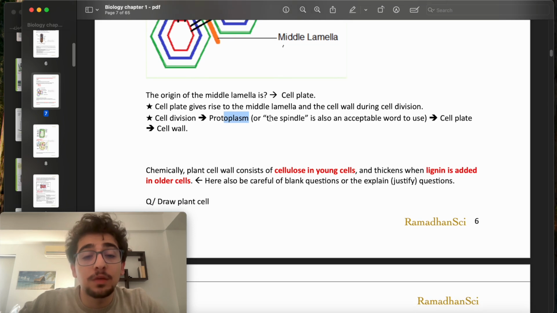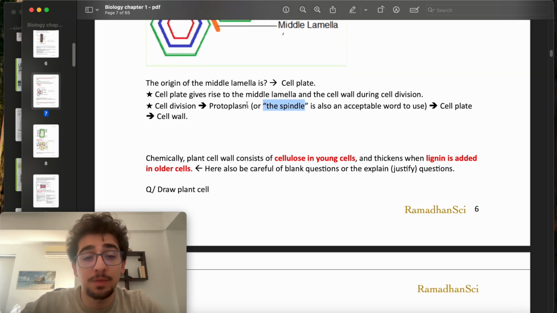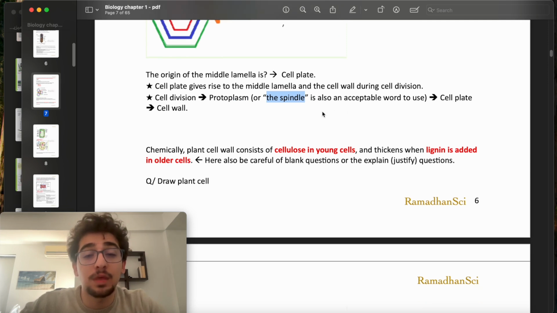Okay, another possible answer, or another correct answer, you can write instead of protoplasm is the spindle. So it's originating either from the protoplasm or you can write down the spindle. It will give rise to the cell plate during cell division. The cell plate is the structure that will help make up the new cell wall of the new divided cells. And it will technically give rise to the middle lamella as well.